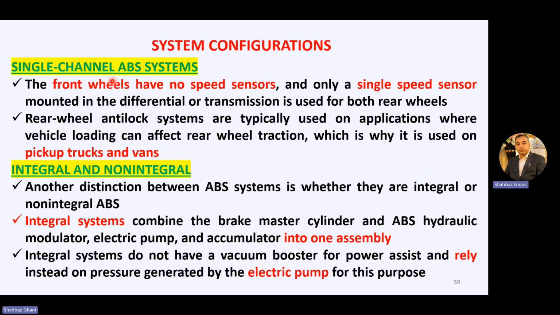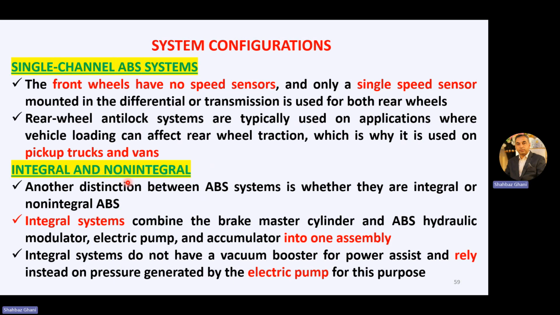Single channel ABS system. The front wheels have no speed sensor, and the only single speed sensor, mounted in the differential or transmission, is used for both rear wheels. So there is only one speed sensor, mounted in the differential or transmission, which is used for both rear wheels. Rear wheel anti-lock brake systems are typically used on applications where vehicle loading can affect rear wheel traction, which is why it is used on pickups, trucks, and those which carry weight at the rear.